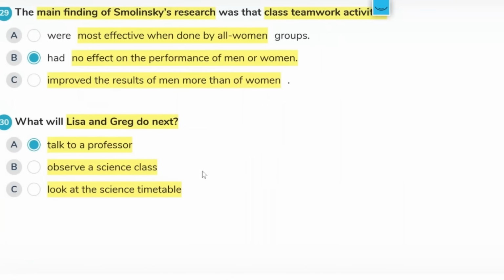We could have a look at the timetable for the science classes.